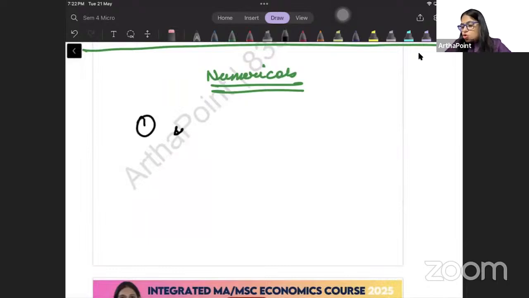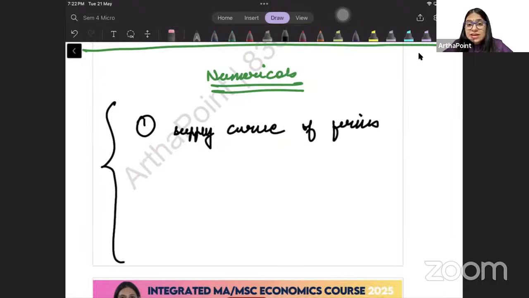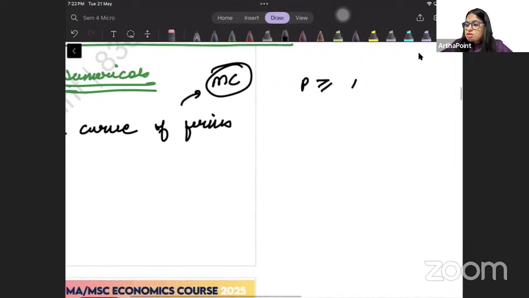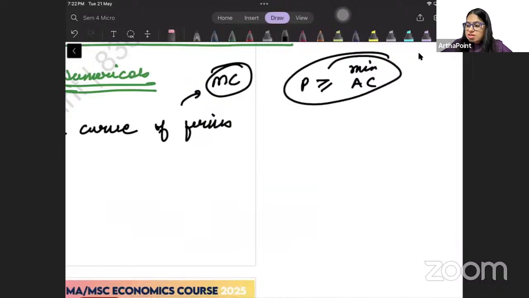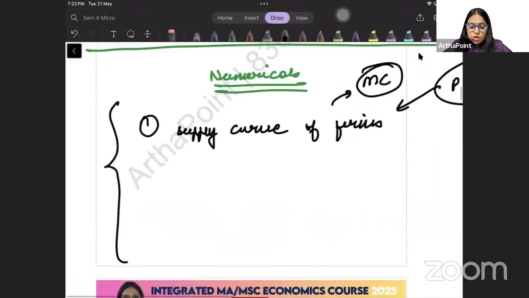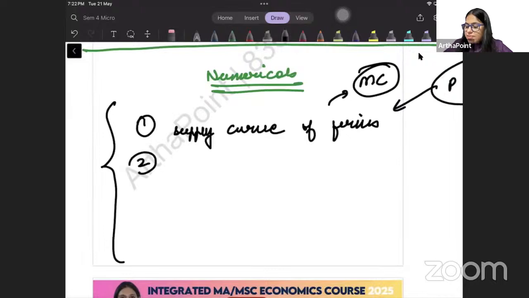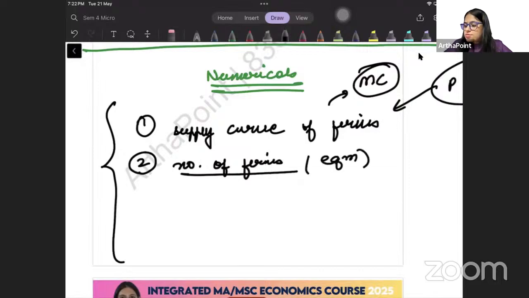So first of all, you will be asked to find the supply curve of the firm. बहुत सारे questions हैं जिसमें आपको supply curve of the firm निकालना सिखाया गया है, where we know that marginal cost is the supply curve of the firm as long as price is above the minimum of the AC. ये condition से हमने marginal cost निकाला था. So that is one thing that can be asked in exam. दूसरा जो चीज पूछेंगे which will be based on the number of firms. So you have to calculate the equilibrium number of firms in the market. इस चीज पर there can be a numerical that can be asked in exam.